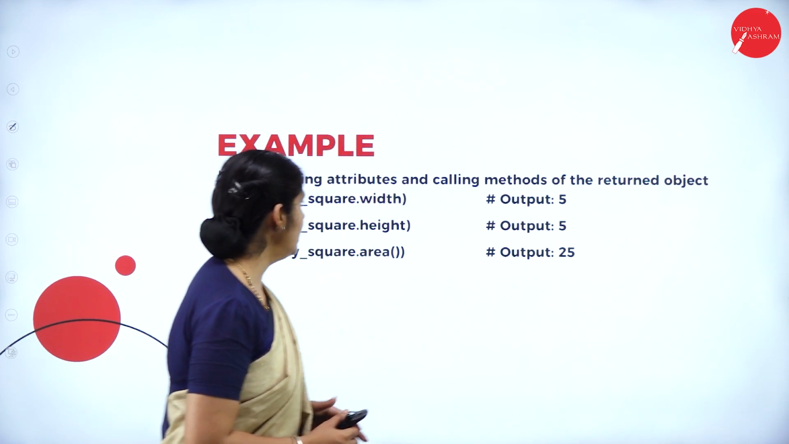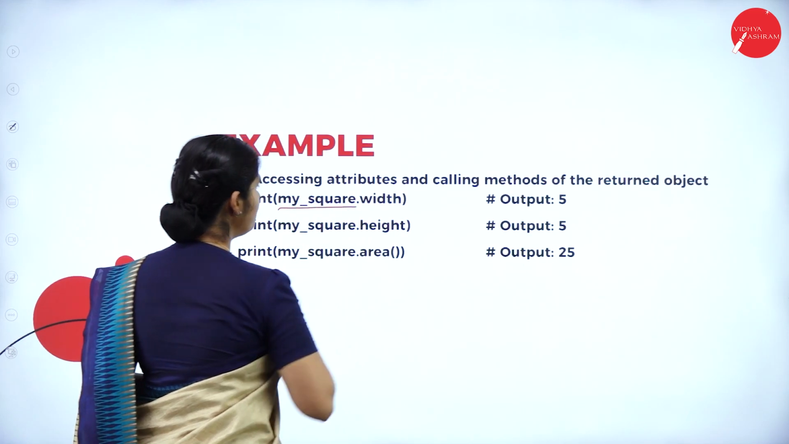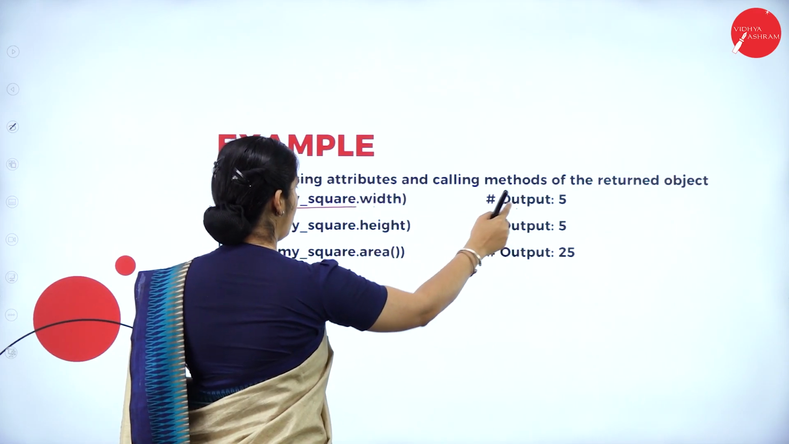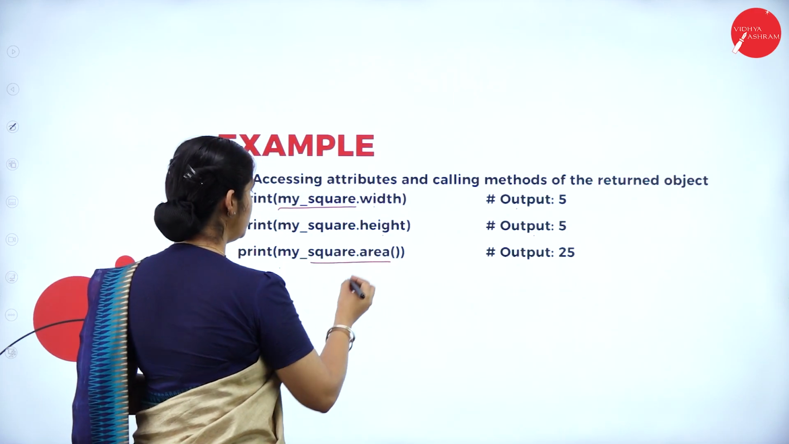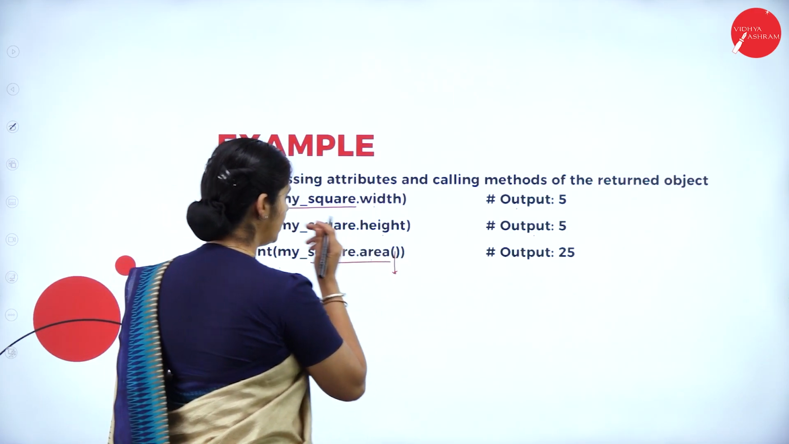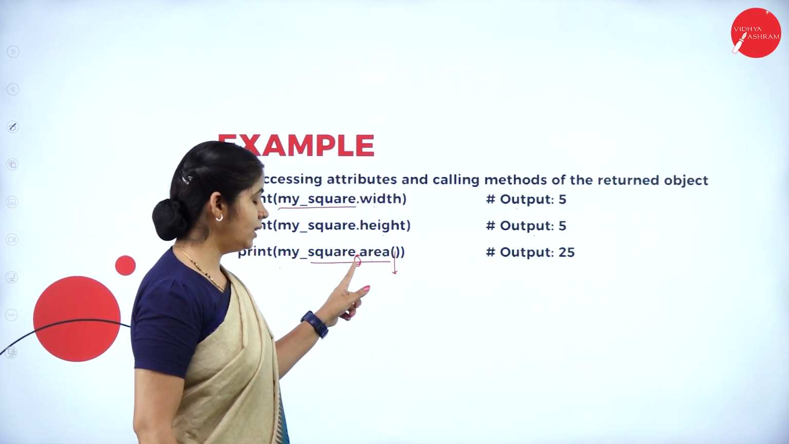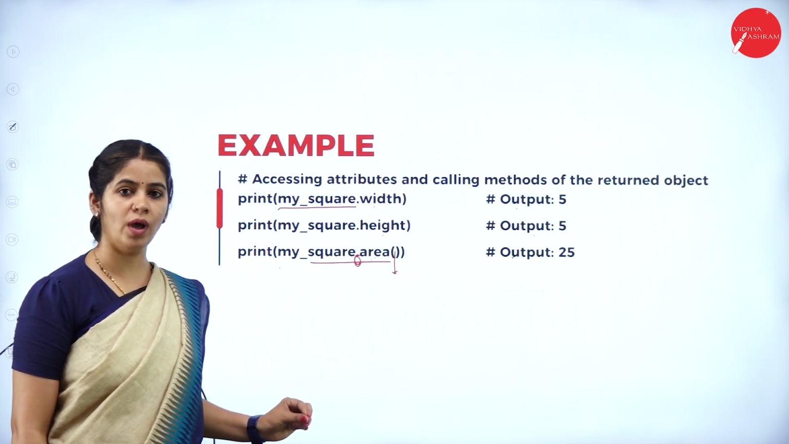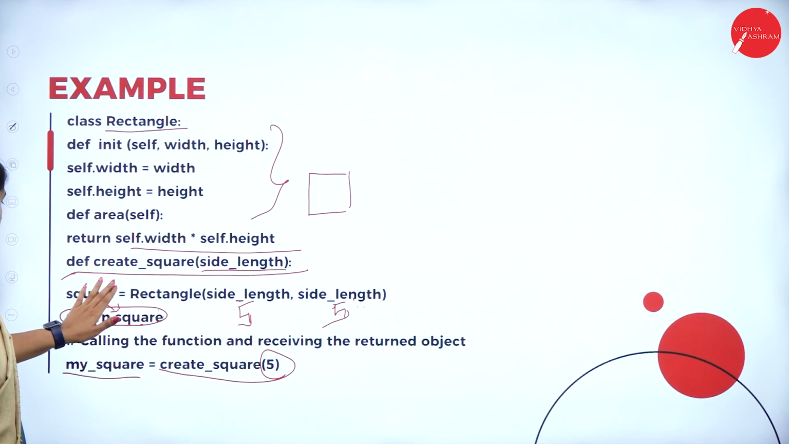When we access the methods or attributes, we call the object with the dot operator. What is the width? Width is 5. And what is the height? Height is 5. We call the area function on my_square, my_square.area, which gives the output 25. What is the area of the square? 5 into 5, that is 25. That's how we are passing this square object as a return value.